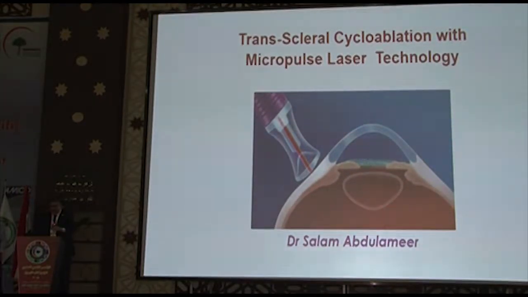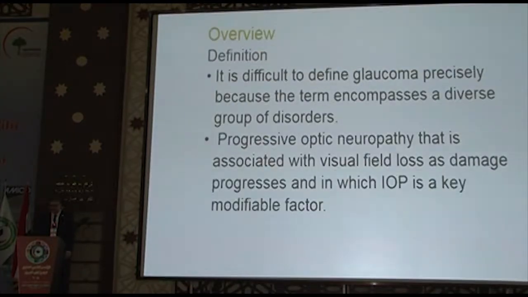Transscleral cycloablation with micropulse laser technology. Definition of glaucoma. It's difficult to define glaucoma precisely because the term encompasses a diverse group of disorders. Anyhow, it is a progressive optic neuropathy that is associated with visual field loss, and damage progresses, and in which IOP is a key modifiable factor.